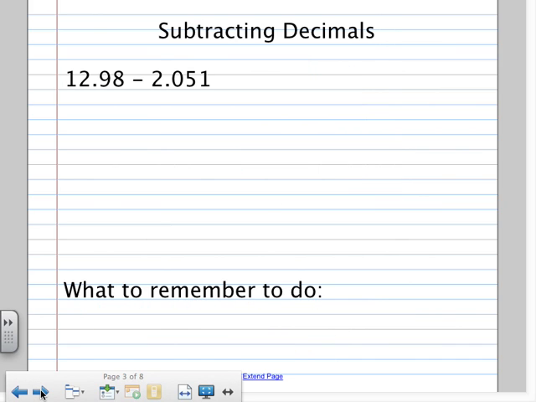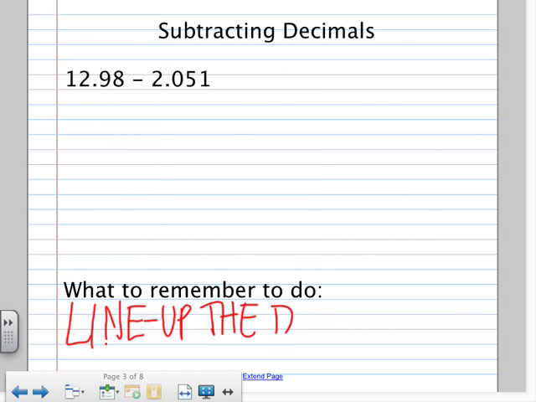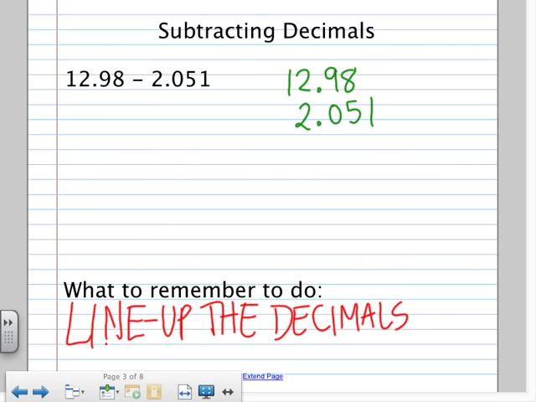This one is our subtracting decimals. As you might imagine, the most important thing to remember to do is line up the decimals. So if I'm going to write this one out, I've got 12.98. And I need to line up that 2.051. When you're writing it, be careful not to jam all the numbers together, because if they're jammed together too much, it might be hard to see what's supposed to be above and below each other.